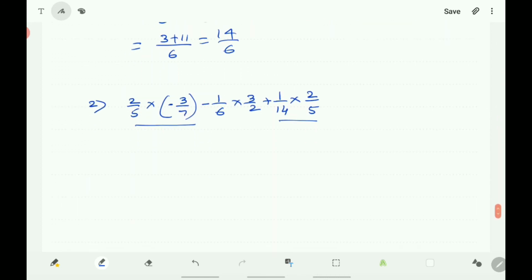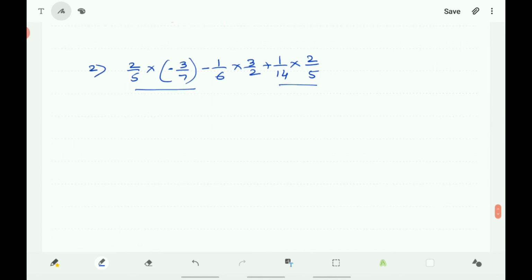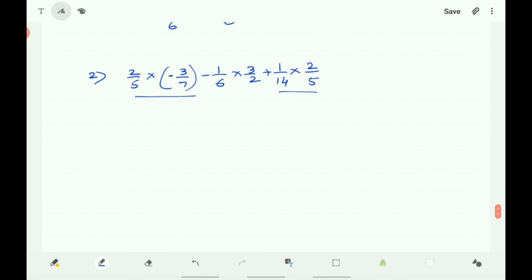Now let us take the second one and see here. The question is 2 by 5 into minus 3 by 7 minus 1 by 6 into 3 by 2 plus 1 by 14 into 2 by 5.